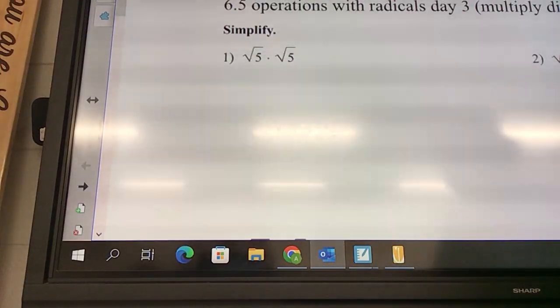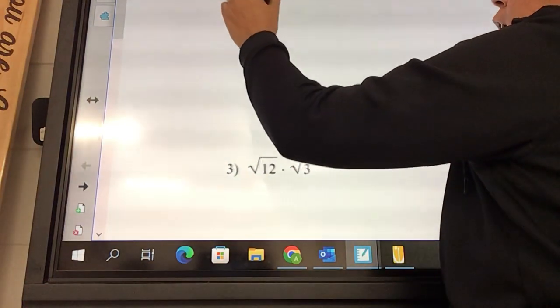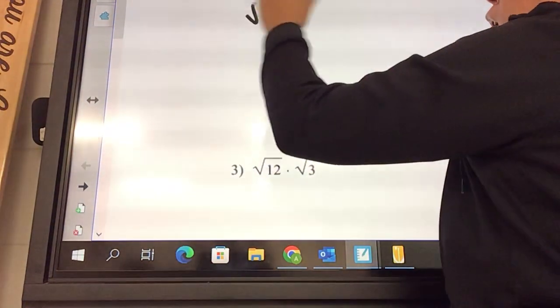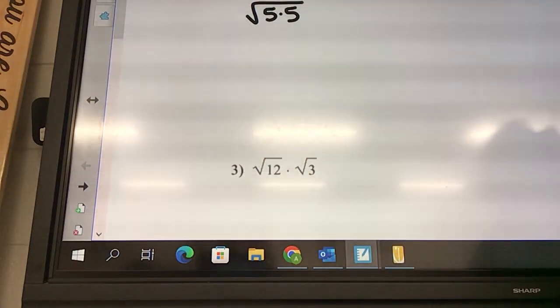Radical rules with multiplication. It does not matter what's underneath the radical, you're going to multiply them. I'm going to do this step by step, slowly. So we can draw a little radical sign, and we say 5 times 5. You put them both underneath the same radical. Well, what is that?